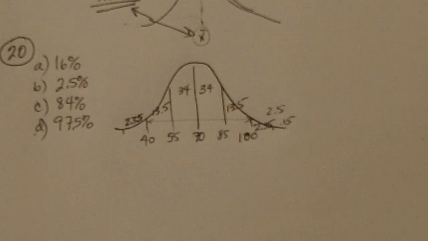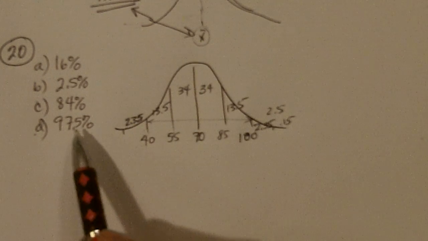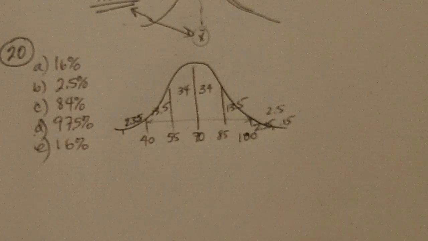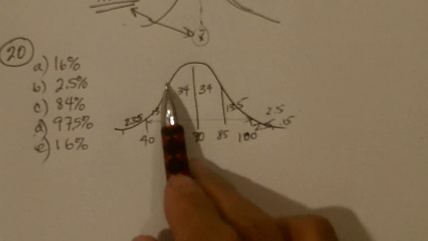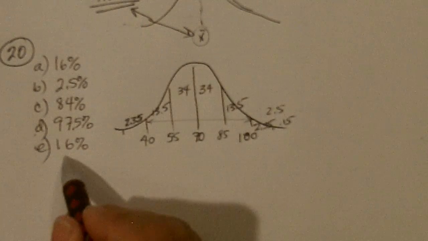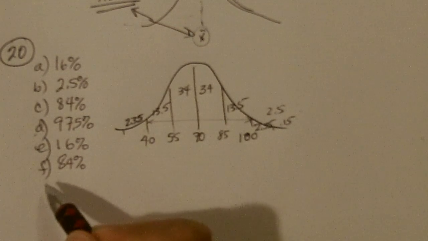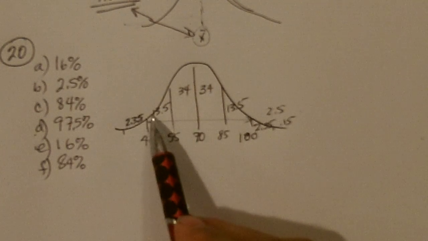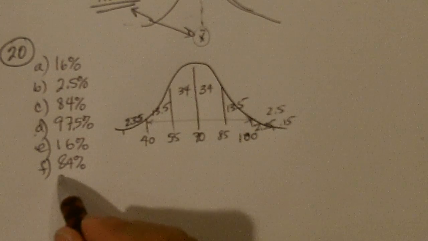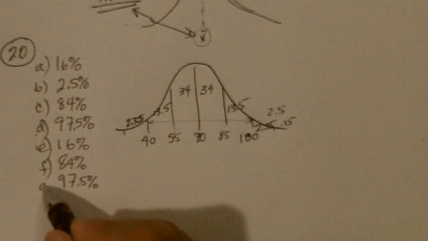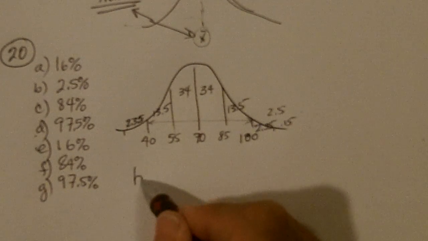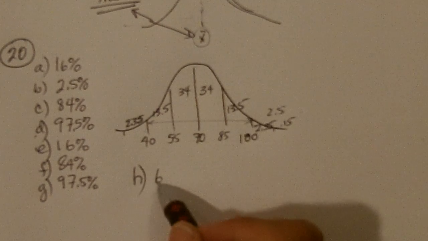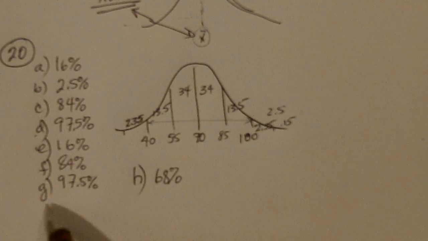Let's continue on here. So then E, greater than 85. So this is 84 down here, so that's 16 up there. Greater than 55. That's 50% plus 34, 84%. Greater than 40. That's 50% plus 34, 84, plus 13.5, which is 97.5. And then finally, H. Between 55 and 85, 68%. And that's 20.